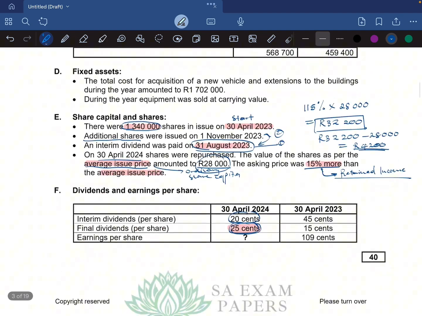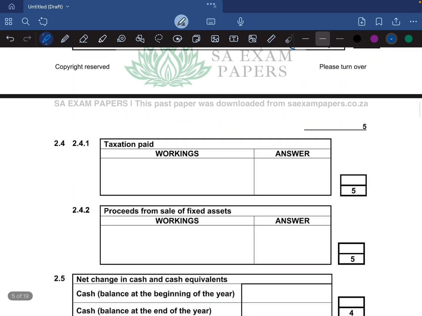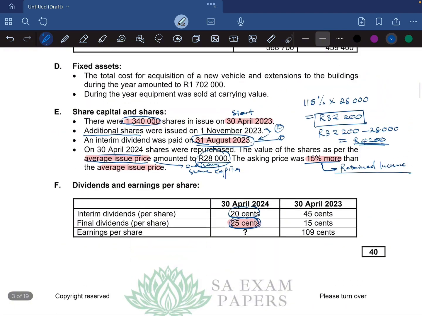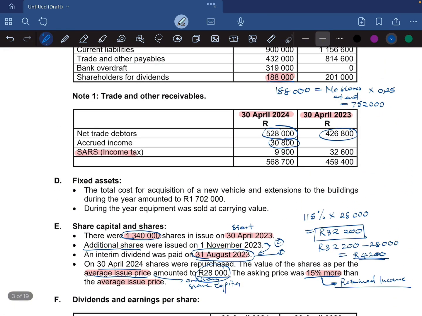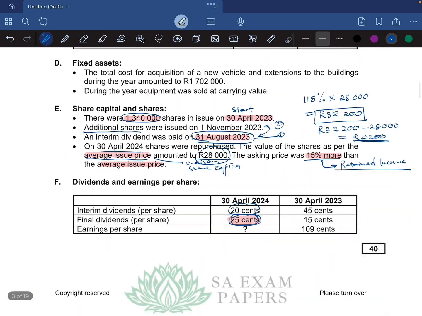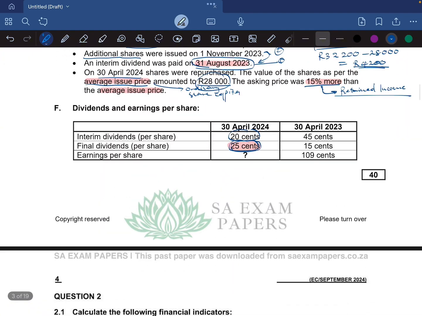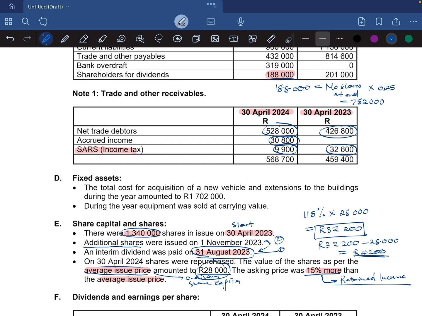Now we know that taxation paid is always an outflow, so we're just going to work with positive numbers, and at the end we are going to indicate that it is an outflow. So we know that this is 438,000. But when we look at our trade and other receivables, we know that we were supposed to receive 32,600 as a refund from SARS. So we are not going to pay that, it is not going to result in an outflow. Therefore, this will reduce our taxation paid by 32,600. Then our current year's balance of 9,900, we are supposed to receive this amount.